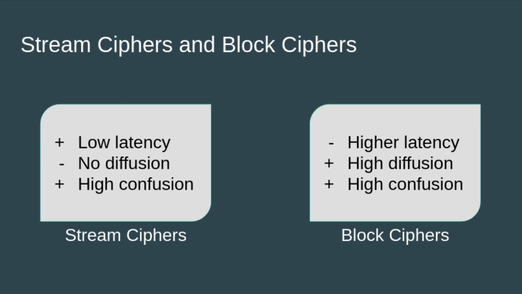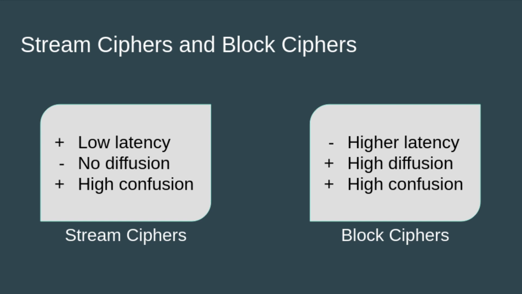So to sum up, we have stream ciphers and block ciphers. Stream ciphers offer low latency. The decryption can happen on that first bit as soon as it arrives. Stream ciphers offer no diffusion. Each bit of plain text is correlated to one bit of the ciphertext, or byte. But stream ciphers do seek to offer high confusion.